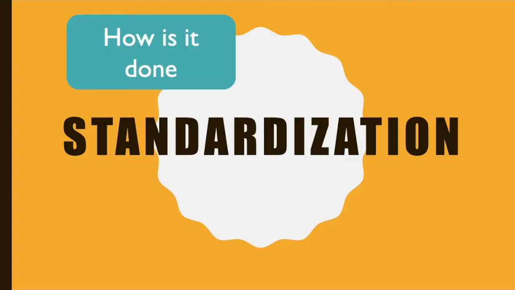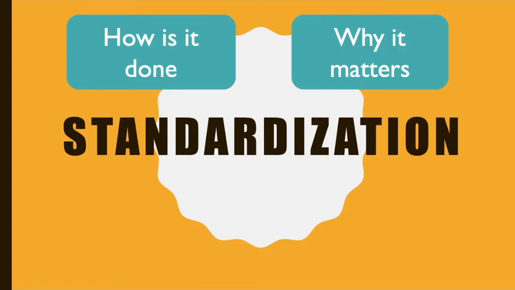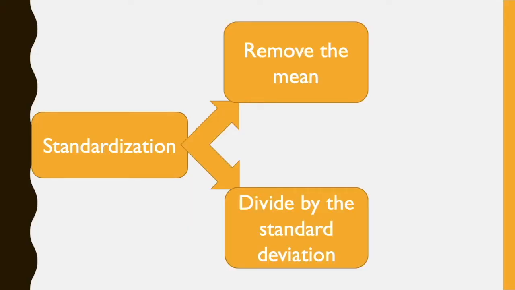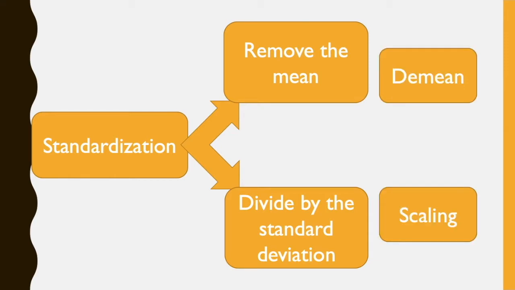Now, I'm going to teach you why you should do standardization. But before that, I will show you something that is even more important: why you should not do standardization when it comes to linear regression. There are two steps in standardization: subtracting the mean and dividing by the standard deviation. I'm going to refer to them as demean and scaling respectively. In this slide, I will show you that demean has no impact on the prediction of linear regression.